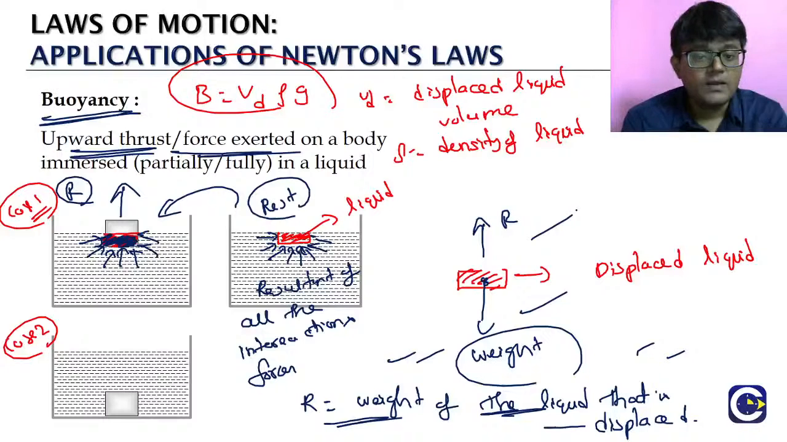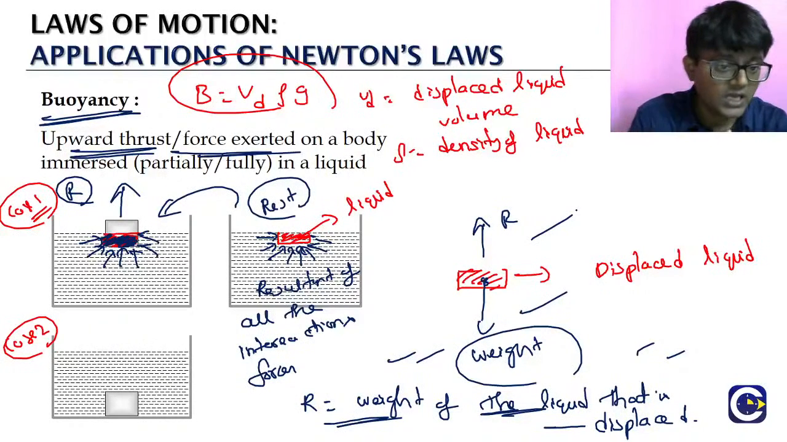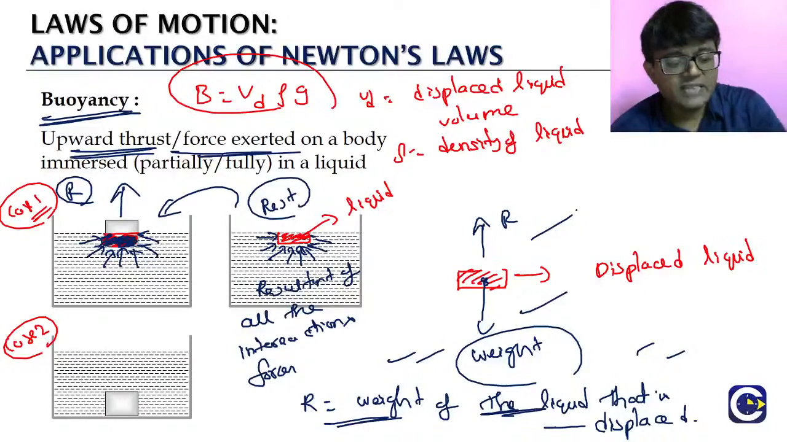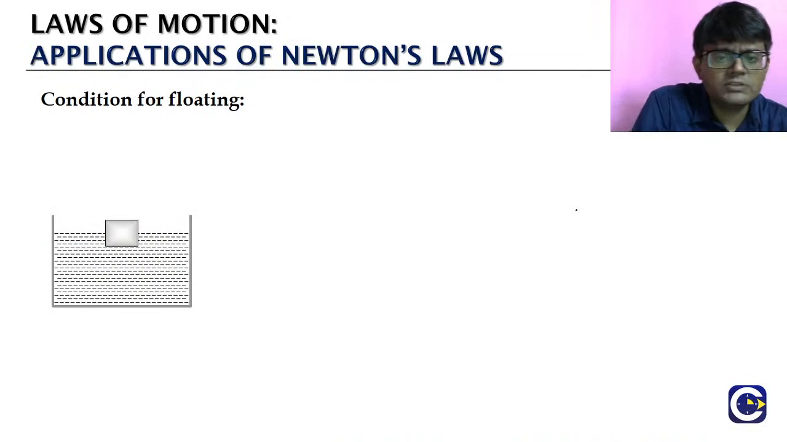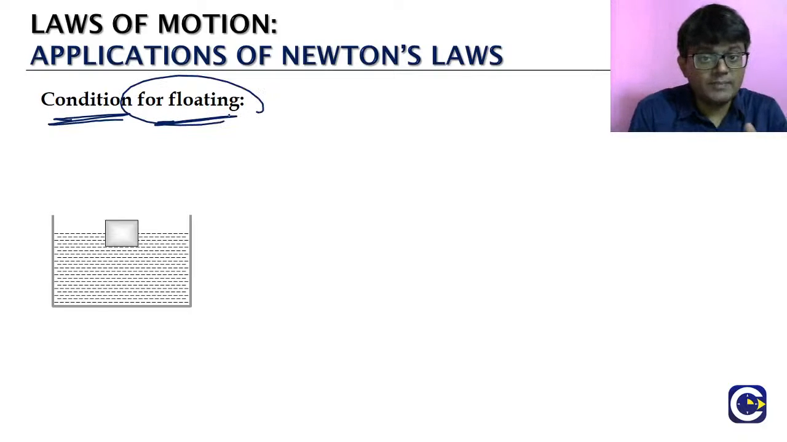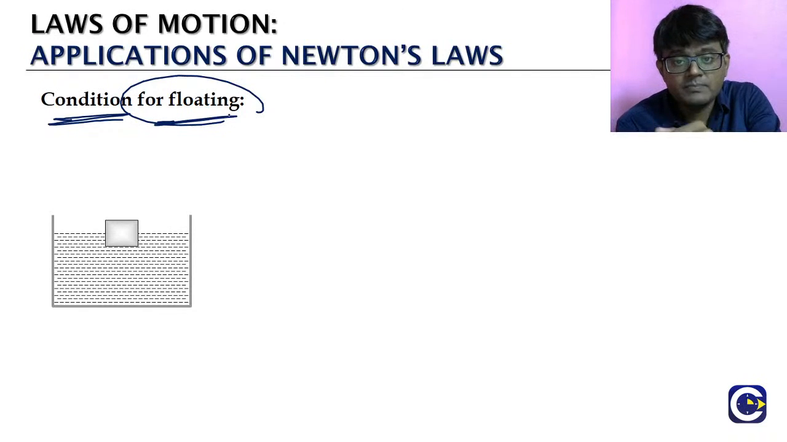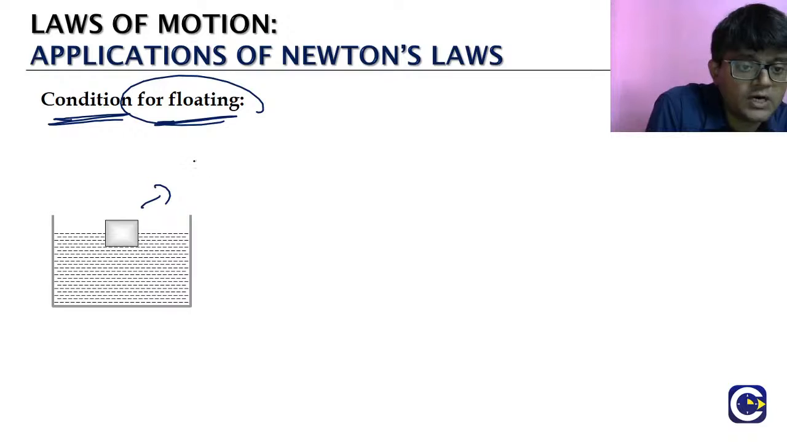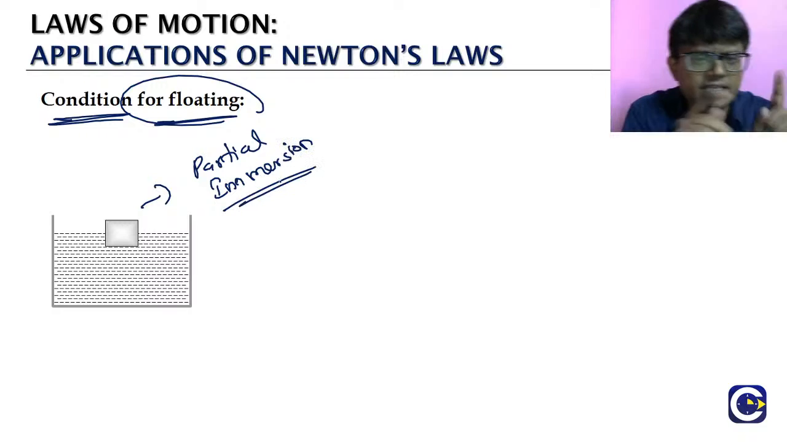And again, here we are able to get that the buoyancy is equal to the weight of the liquid displaced by using Newton's laws concept. We will talk about buoyancy again one more time when we go to the properties of fluids. There we also talk about this particular condition, called the condition for floating. Floating means only some amount of the object must be immersed. So floating, we can also say, is partial immersion.